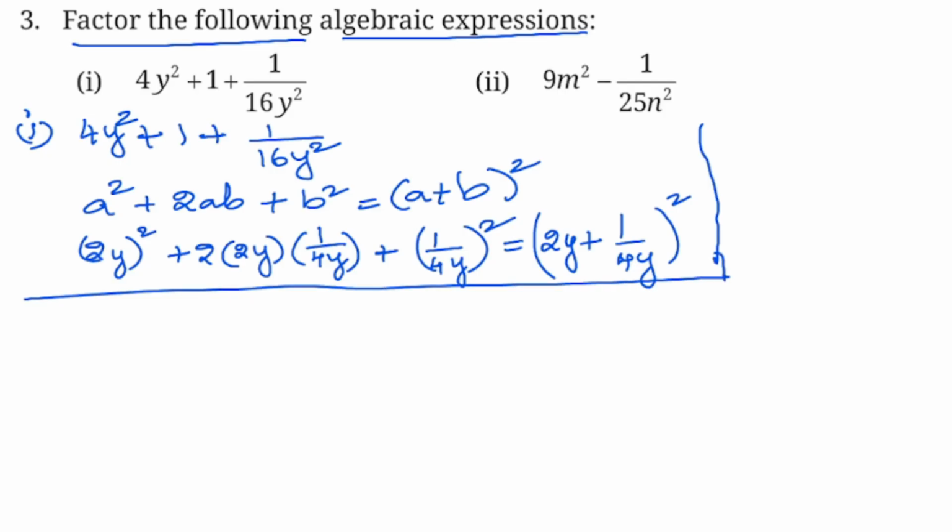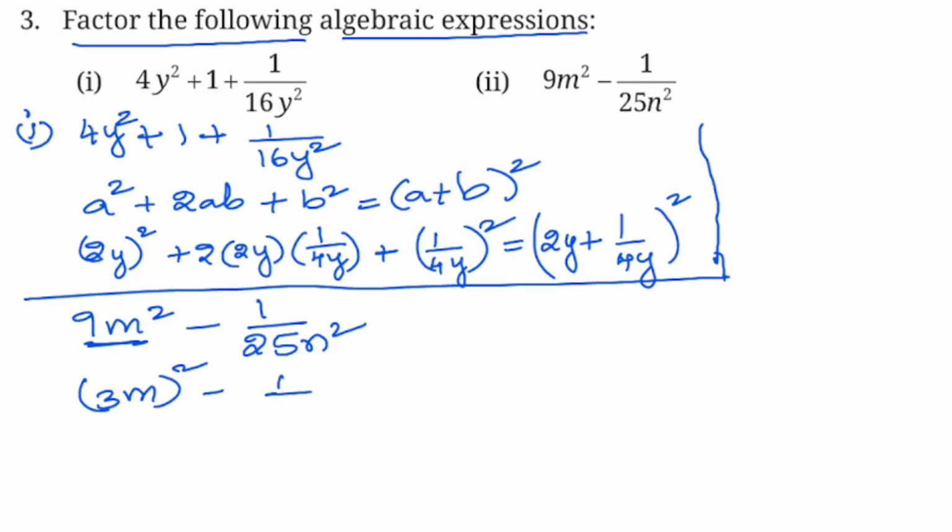Now let us do the second one. 9m square minus 1 by 25n square. So in this we can apply the whole square for both. So the 3 square is 9. Okay, so 3m whole square minus 1 can be written as a square, and for 25 we can write 5 square, so 5n whole square.